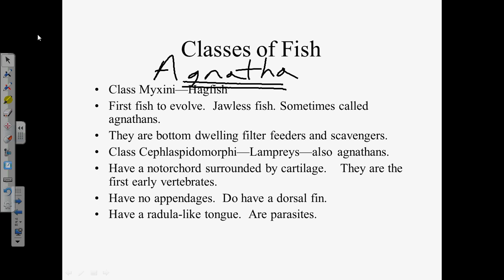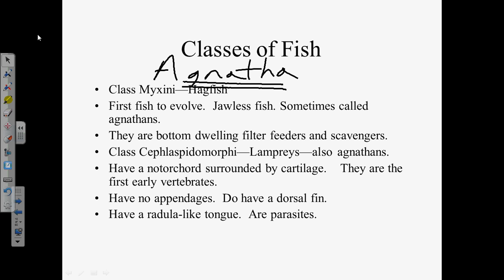They keep their notochord, but it gets surrounded by cartilage. So they're generally considered to be the first vertebrates, because they have a back, not really a backbone, but they have a back cartilage. They don't have any appendages, no arms or legs, but they do have a dorsal fin, like a shark. And they have a tongue that's said to be like a radula. You know what a radula is like? A snail has one of these too. If you were to blow up their tongue under a microscope and look at it real close, it looks like a chainsaw blade.